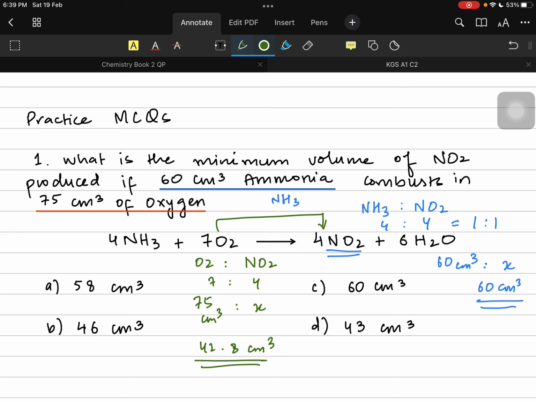But the 42.8 is the smaller answer. So we always get the smaller value because that's the minimum value. And the answer has to be D for doctor because that is the closest answer. 42.8 can be rounded off to 43. So here oxygen is the limiting reactant because it produces a smaller amount of the product, and obviously ammonia is the excess reactant because it's producing extra product, which is hypothetically doable, but actually it's not doable.